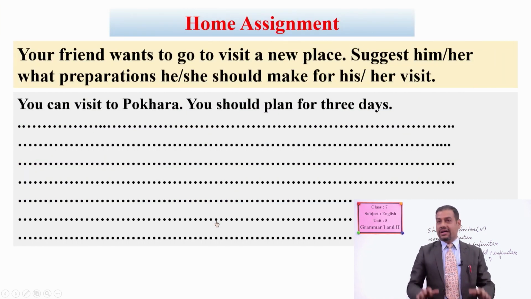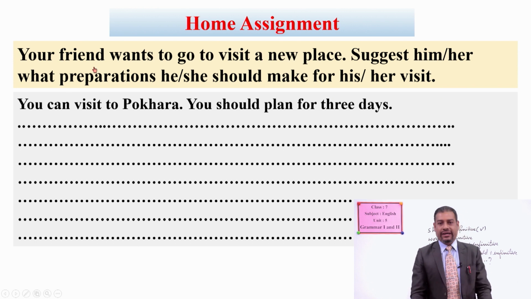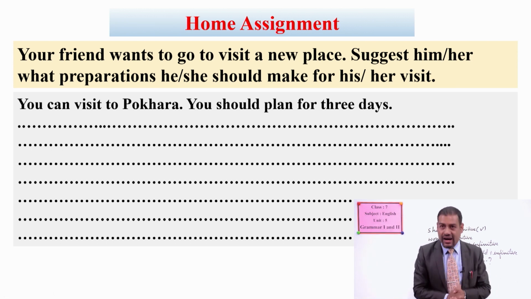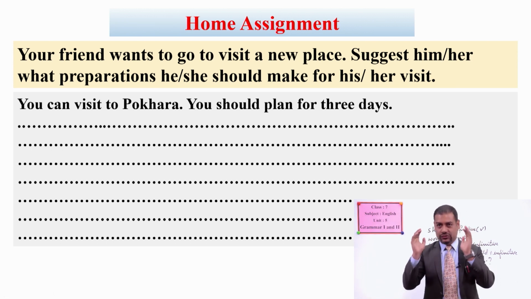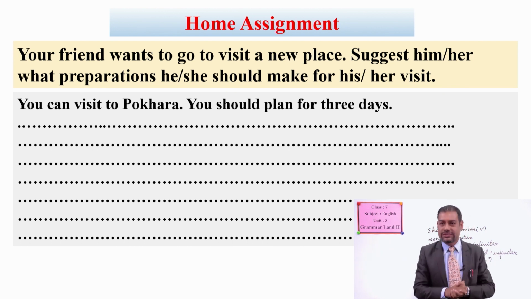This is what. Now after this one, I have a task for you that you have to do at your home, okay? And this is interesting. See, your friend wants to go to visit a new place. Suggest him or her what preparations he or she should make for his or her visit. For example, your friend is going to visit a new place. Now you have to write down what he or she should do, what he or she should not do, okay? You can use those structures that we have just practiced. All of you, is it clear?